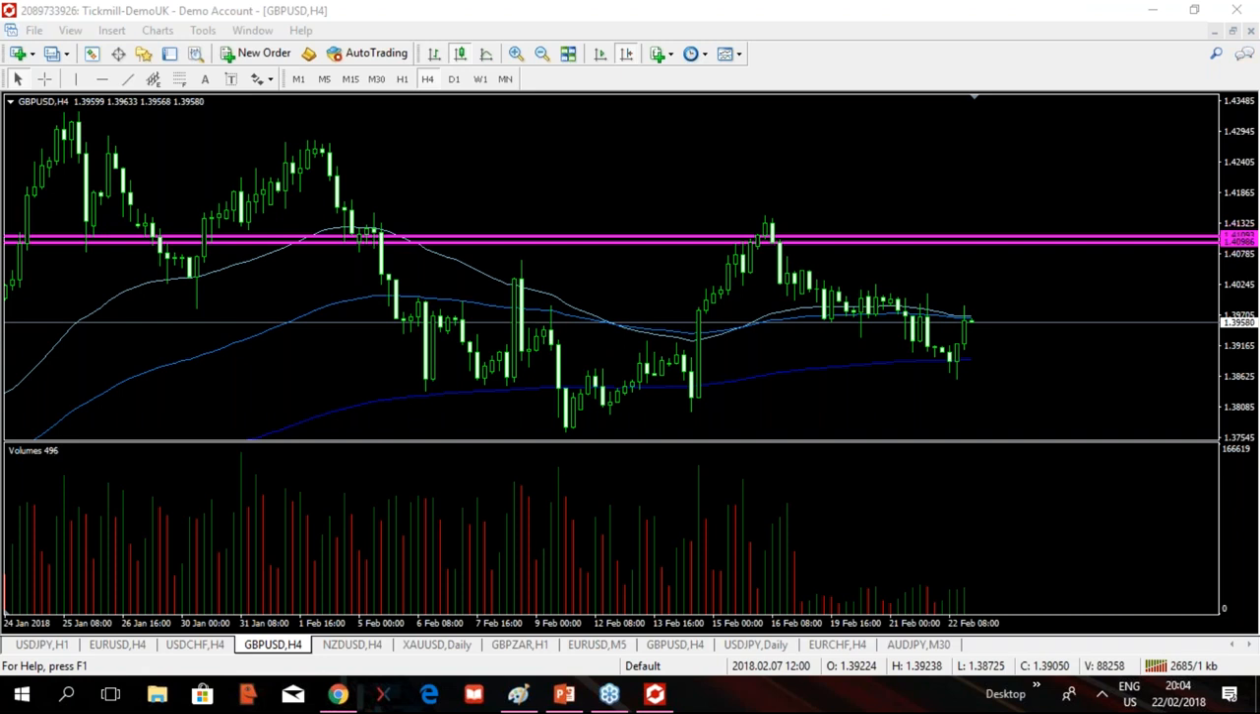That's good. The values of the EMAs are 50, 100 and 200. They are exponential moving averages, okay, applied on close.